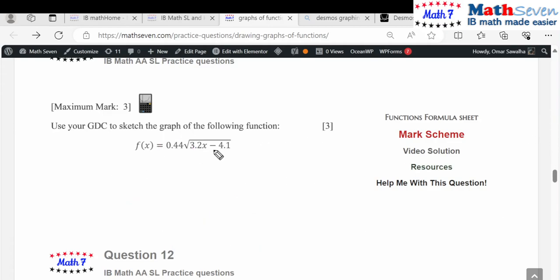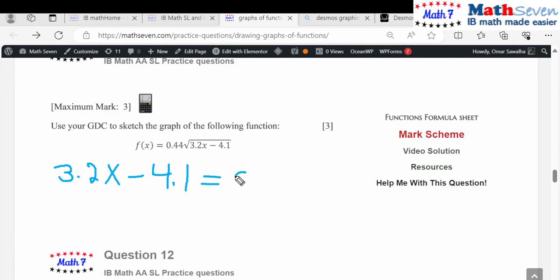Now, for the radical sign, first of all, we have to make sure that what's inside the radical sign should always be greater than or equal to 0. So that's the first thing you're going to do. So you can write 3.2x minus 4.1 is greater than or equal to 0.